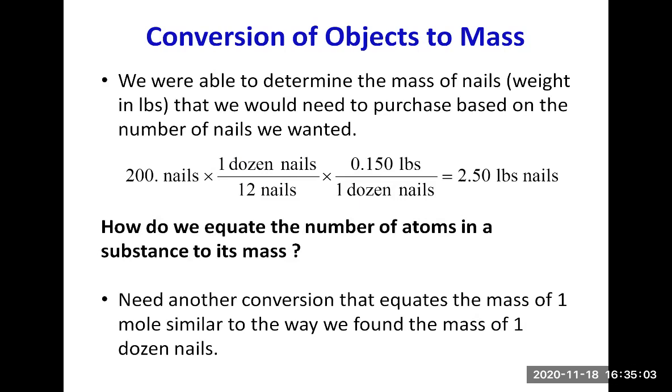So we need another conversion factor to equate the mass of 1 mole, similar to the way that we found the mass of 1 dozen nails. Here we were given the mass of a dozen nails. And now, given that we can count the number of atoms and convert them into a number of moles, we need to know the mass of 1 mole of an element, for example.